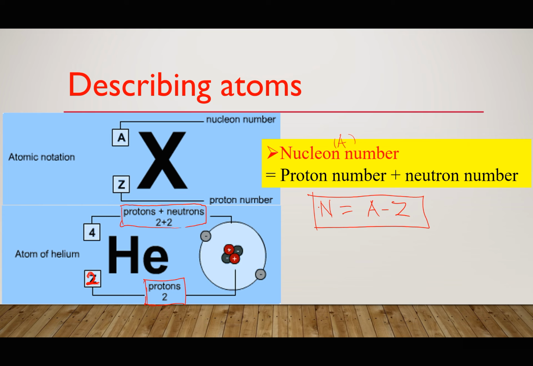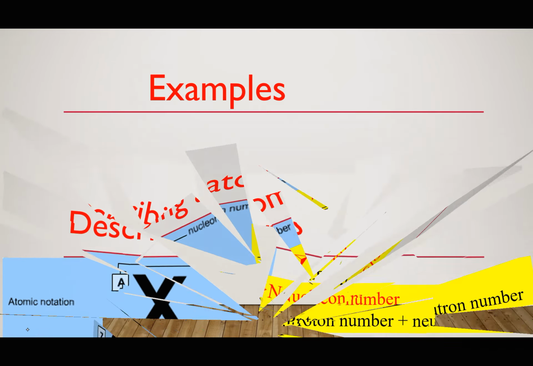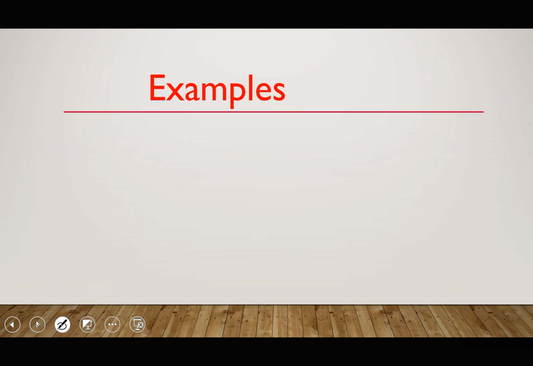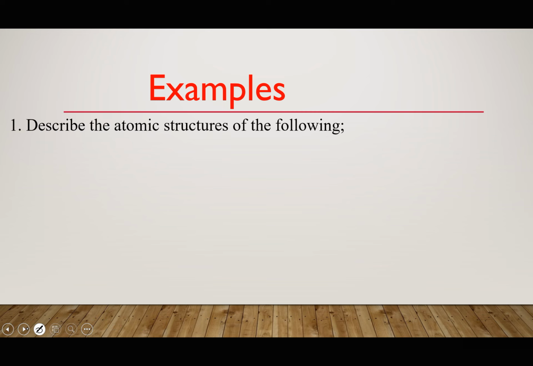So how would we therefore describe an atom? Let's see an example. We are going to see an example of describing an atom. Describe the atomic structure of the following. I'll just describe one. So we have oxygen 16 8, we have lithium 7 3, we have uranium 235 92, we have helium 4 2.